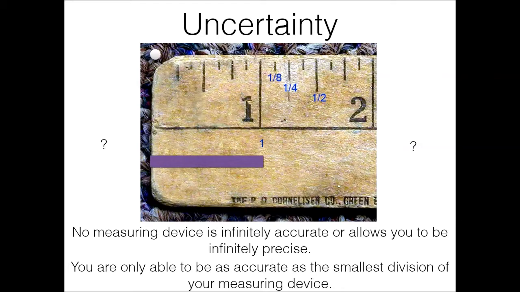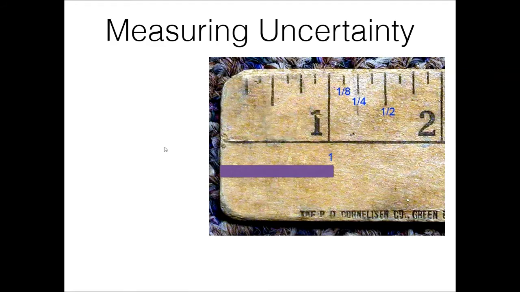I can't say, oh, this here ball's diameter is 0.12683 inches. I can't do that with this device. It doesn't allow me to get that accurate. So let's try to measure this particular purple bar using this device.